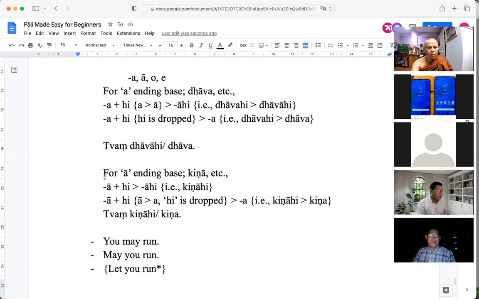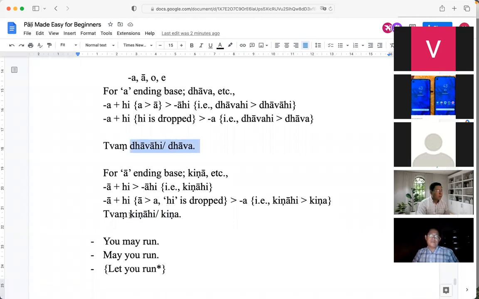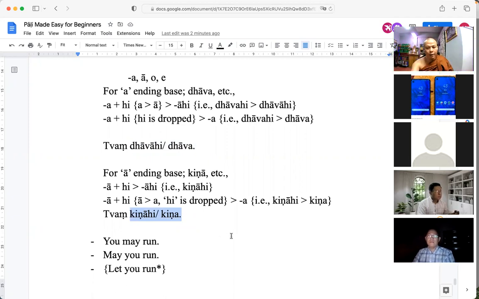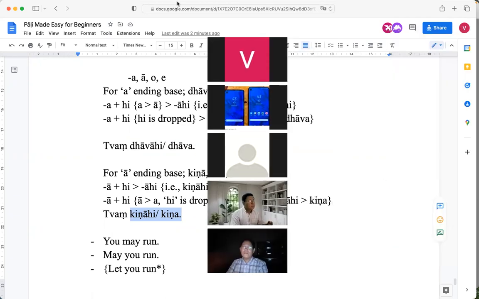The same way for the I ending. If we add the he, it becomes the long I form, but if we drop the he, the I becomes short. So that is why gina-he, gina, the same as the I ending. Dawahi, dawa, and then kinahi, kina. Okay, so dawahi dawa, kinahi kina.